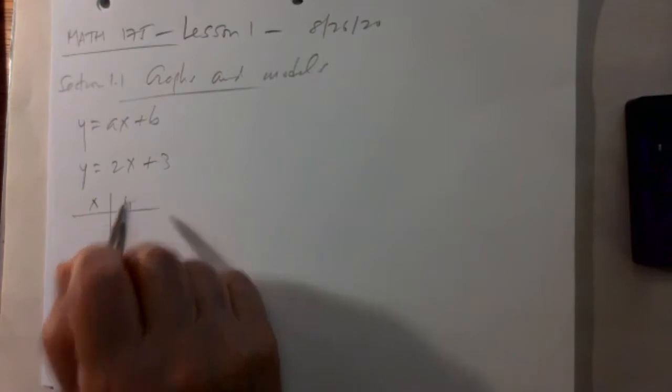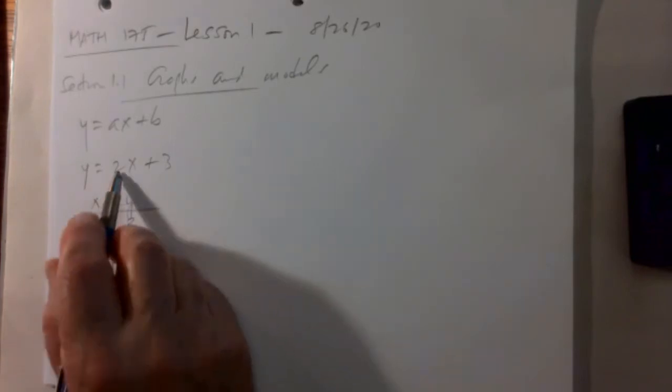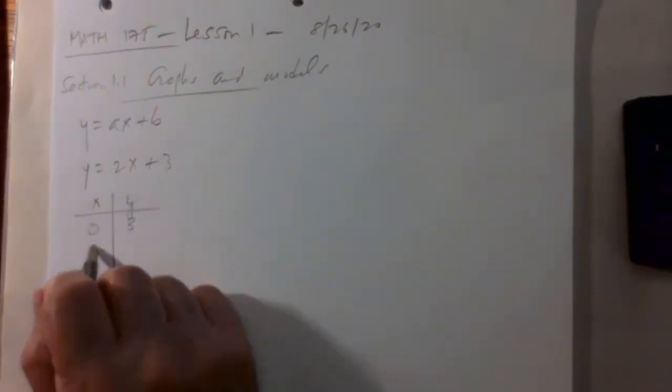And a simple way to plot anything, or at least to start, is you can always make a table. So for different values of x, what is the corresponding value of y? If x is 0, this is 2 times 0 plus 3. If x is 1, this is 2 plus 3, which is 5. If x is 2, you get 4 plus 3, which is 7. If x were minus 1, this would be minus 2 plus 3, and 3 minus 2 is 1. If x were minus 2, this would be minus 4 plus 3, and 3 minus 4 is minus 1.